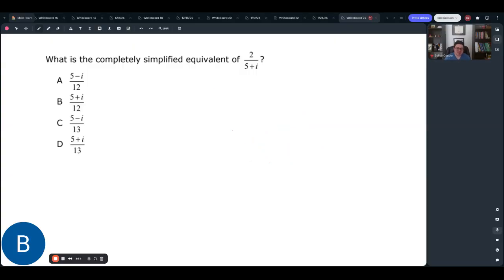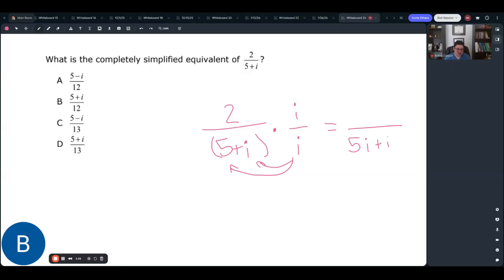Unfortunately, it's not as simple as just multiplying by i over i, because let's see what's going to happen if we do that. We're going to have to distribute this i, and our denominator is going to be 5i plus i squared. i squared, of course, is -1 because it's the square root of -1 squared, which is -1. So this ends up working out, but we still have a 5i in the denominator. That doesn't entirely solve our problem in the way that we would hope.